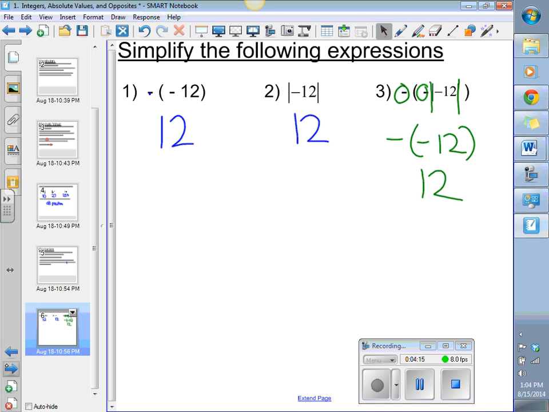This concludes today's lesson on opposites and absolute values. If you have any questions, make sure to ask your teacher the next day in class.